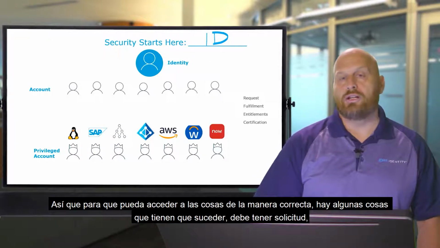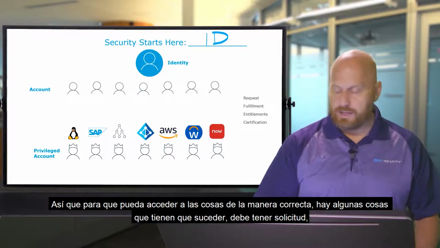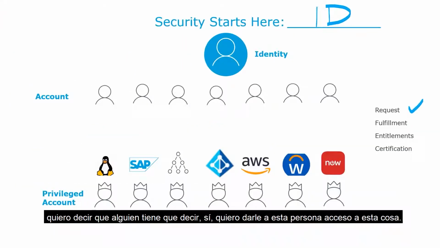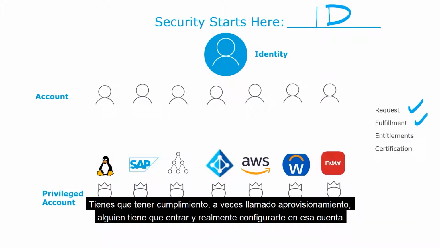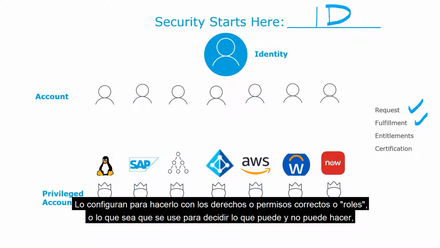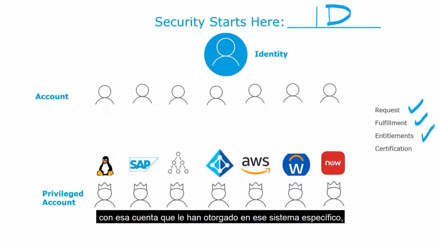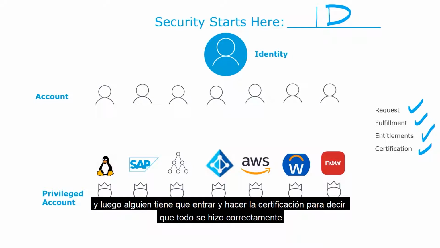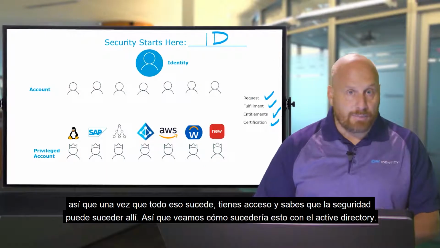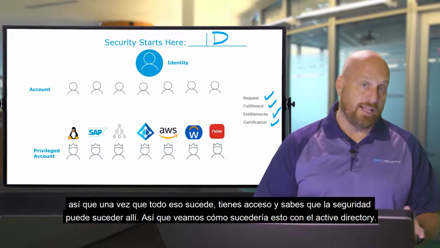In order for you to access stuff in the right way, there's a few things that have to happen. You have to have a request, meaning somebody has to say, yeah, I want to give this person access to this thing. You have to have fulfillment, sometimes called provisioning. Somebody has to go in and actually set you up in that account. And when they set you up, they do it with the correct entitlements or permissions or role or whatever is used to decide what you can and can't do with that account that you've been granted on that specific system. And then somebody has to go in and do the certification to say that that was all done appropriately. Once all that happens, then you have access and security can happen there.